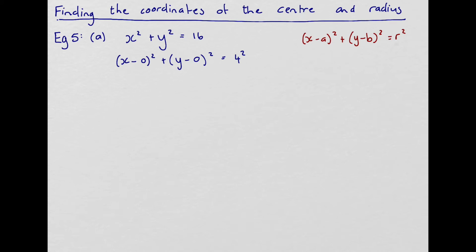If we write it in this format, we can clearly see that the center is the origin in this case, and the radius is equal to the square root of 16, which I have shown here as 4 squared, and therefore the radius then is equal to 4 units.